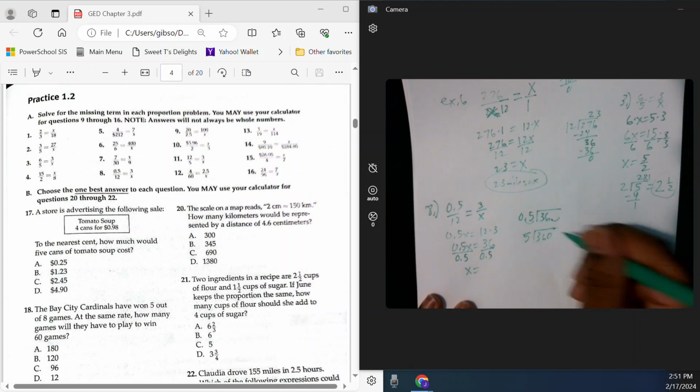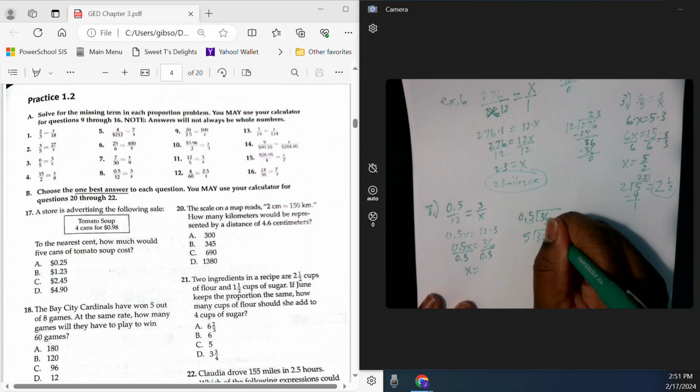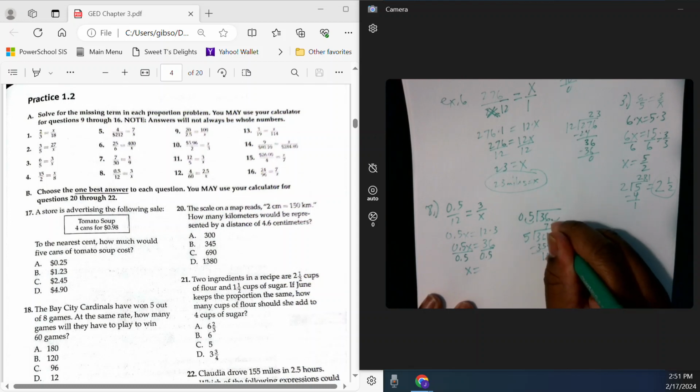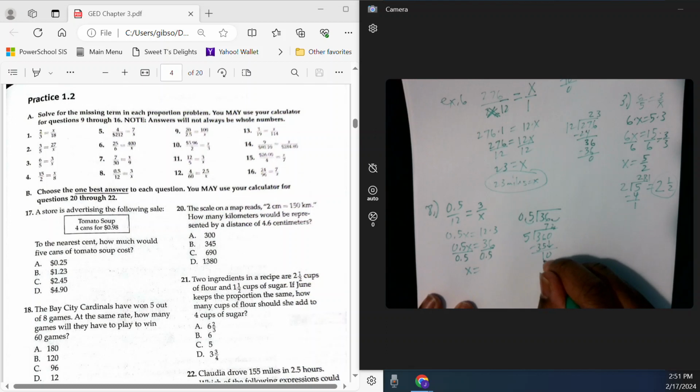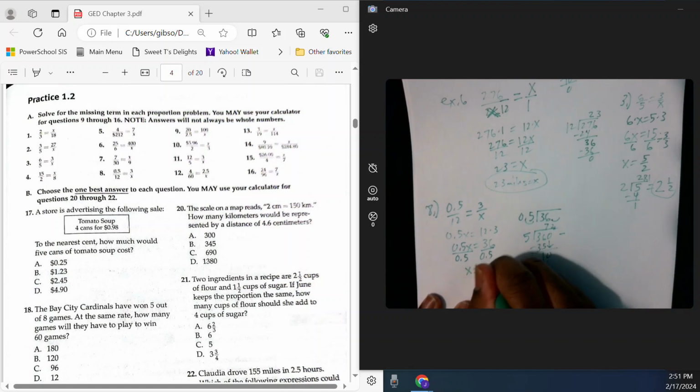Now, if we need to add a decimal, we will. If not, we'll be fine. 5 doesn't go into 3, but 5 goes into 36 7 times. 7 times 5 is 35. 36 minus 35 is 1. Bring down your 0. 5 goes into 10 twice. 2 times 5 is 10. No remainder. So your answer here would be 72.